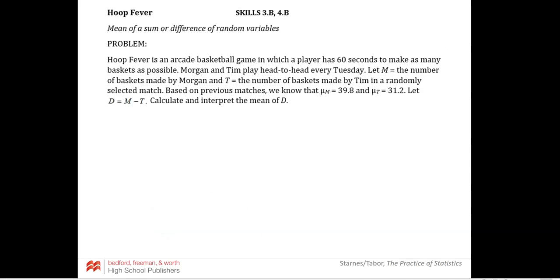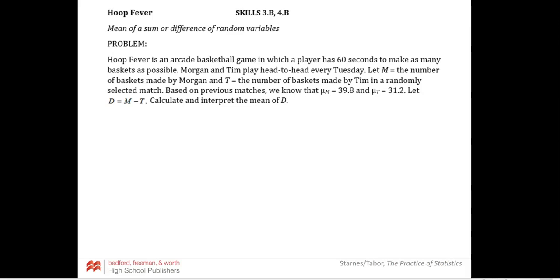Hoops Fever is an arcade basketball game in which a player has 60 seconds to make as many baskets as possible. Morgan and Tim play head-to-head every Tuesday. Love it. M is the number of baskets made by Morgan, and T is the number of baskets made by Tim in a randomly selected match. Based on previous matches, we know that Morgan's average is 39.8, and Tim's, not quite as good, average is 31.2.